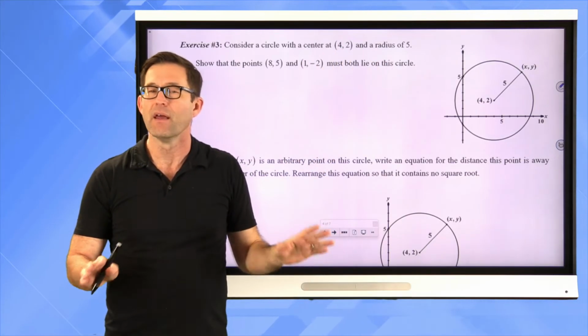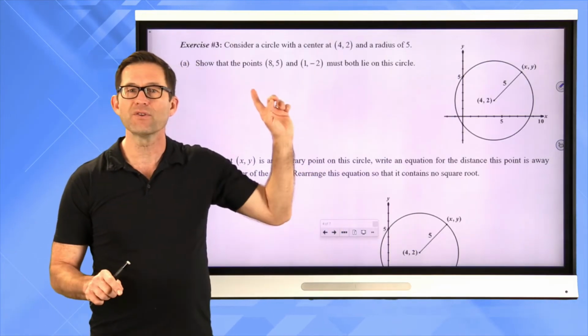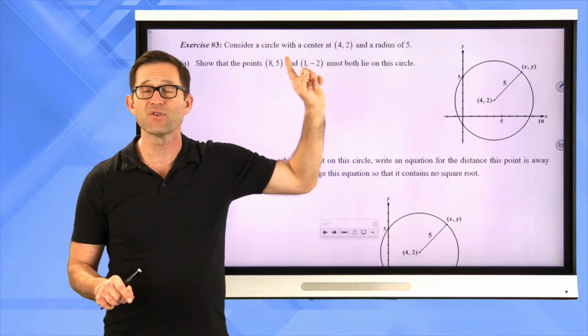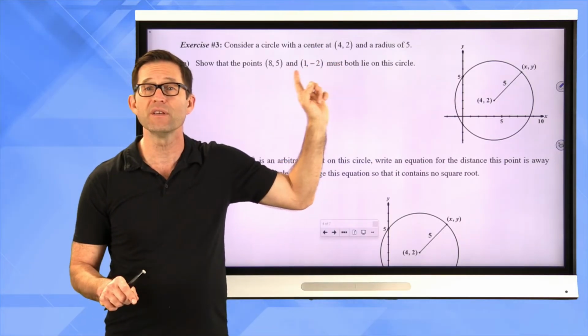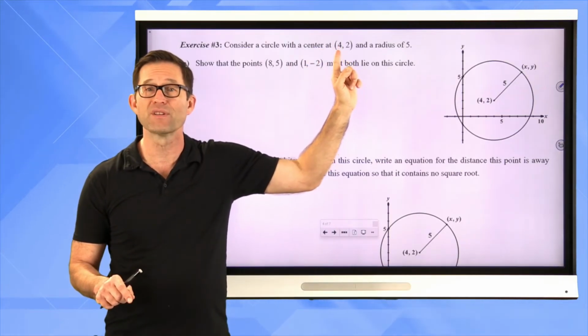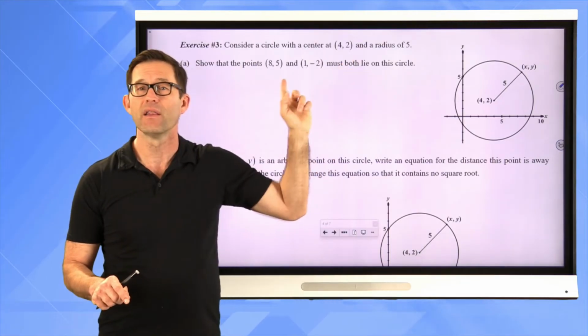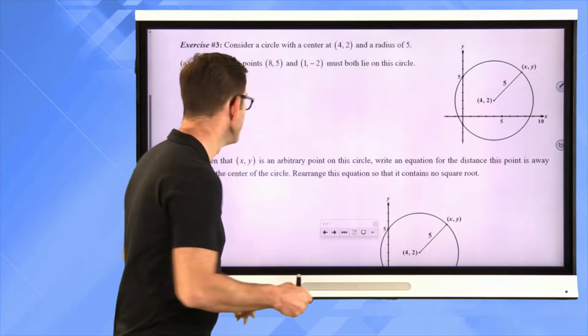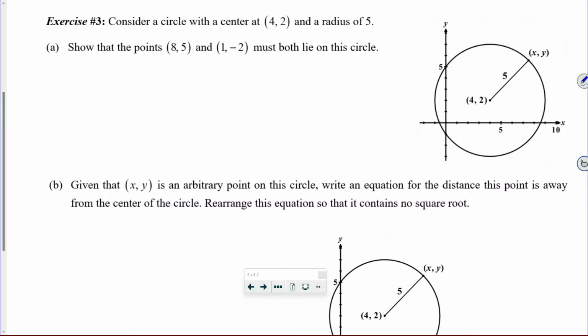Simple, right? That's it. So if I want to show that these points lie on this circle, I have to show that the distance between both of these points and the center is equal to 5. Let's do it with (8, 5), and then we'll have you do it with (1, -2). All right, so I'm just going to use the distance formula. Simple enough. Again, I'm trying to find the distance between that point and the center.